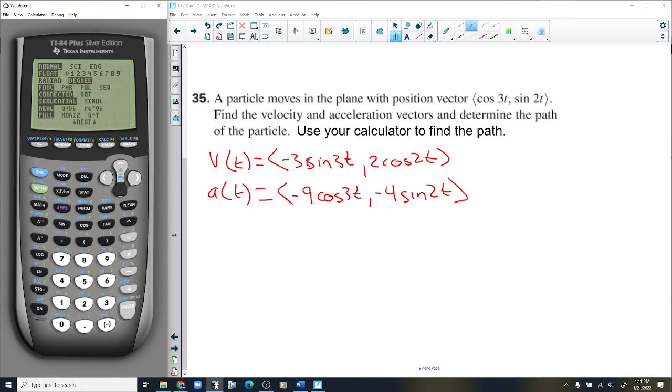Oh, we want to go back to parametric mode. Y equals, clear that. So x equals cosine of 3t. And then we have sine of 2t. I need to be in radians for sure because these are trig values. And we'll see how big it is. We'll go zoom 6. Oh, it's tiny. Window: 0 to 2 pi. How about negative 3 to 3? Negative 3 to 3. Let's see how that fits right there.